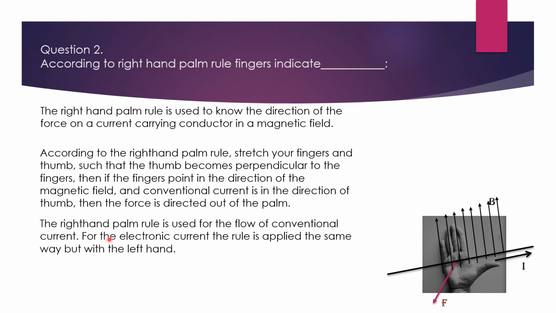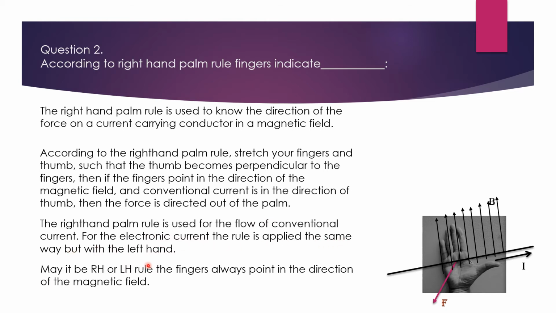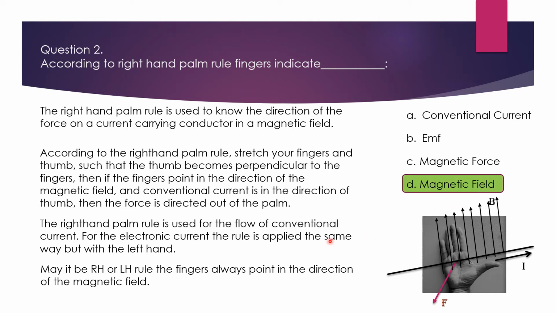Now the right hand palm rule is used for the flow of conventional current, and for electronic current the rule is applied the same way but with the left hand. So may it be right hand or left hand rule, the fingers always point in the direction of the magnetic field. So the question is, according to the right hand palm rule, fingers always indicate the direction of magnetic field. So the correct answer here would be D, magnetic field.